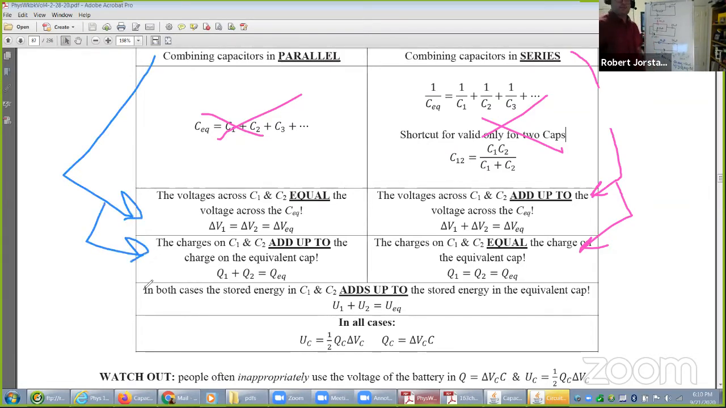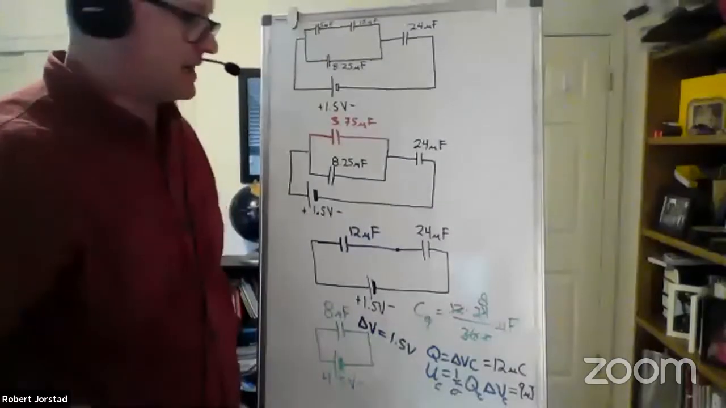So what do I mean by that? Let's look back at the step we took at each level and use the appropriate rule. Whenever things are in parallel, they have the same voltage as the equivalent. Whenever things are in series, they have the same charge as the equivalent. That's what I want you to remember. Parallel voltage. Just remember that. The other one. So take a look.